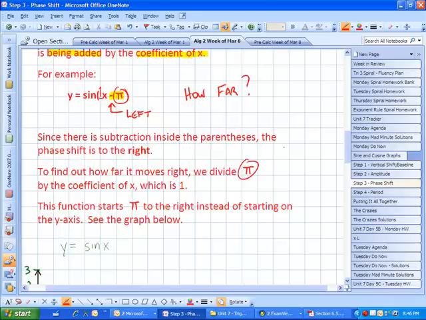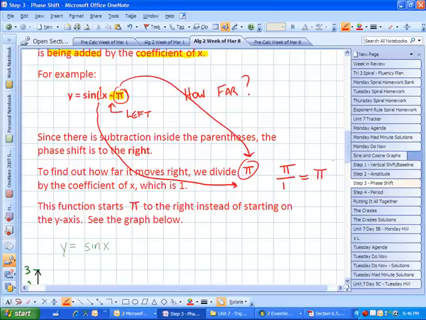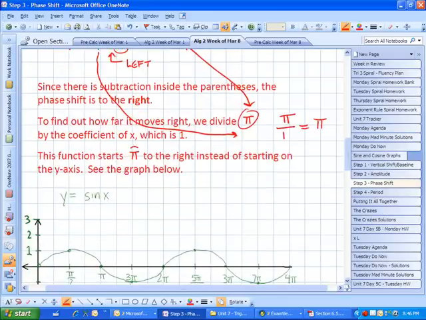So to figure out how far it goes, we take the pi that was right here, and we divide it by the 1, which was right there. Pi divided by 1 just equals pi. So this function starts pi to the right. So instead of starting at 0, it starts pi to the right. So let's see how that looks on our function. We're going to graph y equals the sine of parentheses x minus pi.